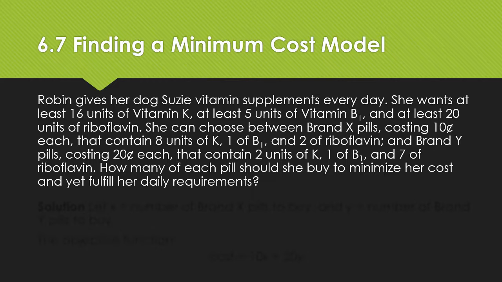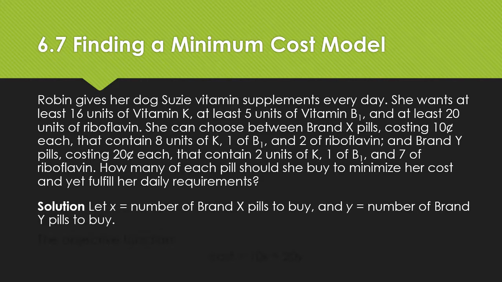All right, so again, we need to pick a variable. We've got two things we're talking about here, two different pills, brand X and brand Y. So let's conveniently name them X for brand X and Y for brand Y. And our objective function is going to be our cost, which is going to be 10 cents times X, so 0.1X, plus 0.2Y. Or you can just use 10X plus 20Y, either way. Okay, so we've defined our variables and we've got our objective function.